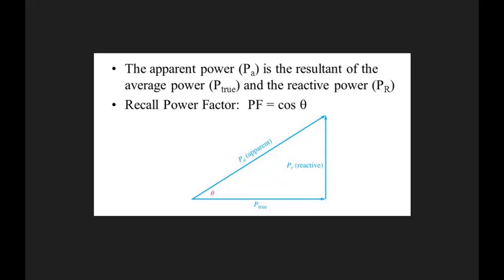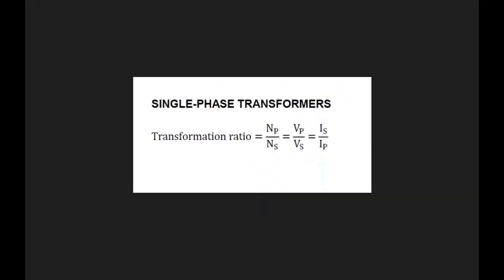Right, single phase transformers, the transformation ratio. Don't forget, the transformation ratio is NP over NS equal to VP over VS, because they're directly proportional, that's why P is on the numerators. But notice with the currents, it's S on the numerator. Not many questions use the currents, but if you do get the currents, don't forget it's going to be S over P.